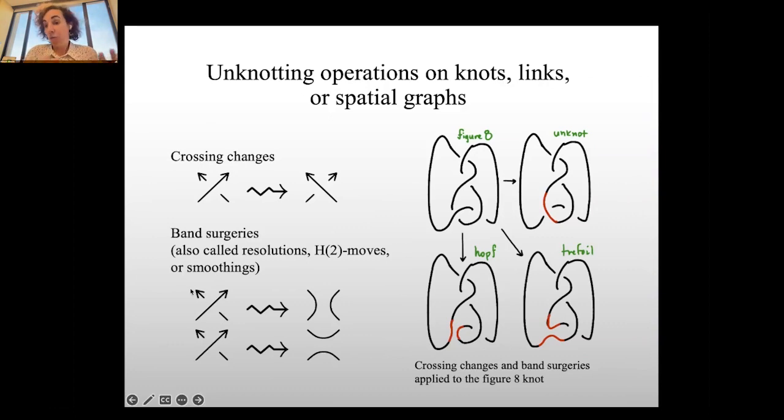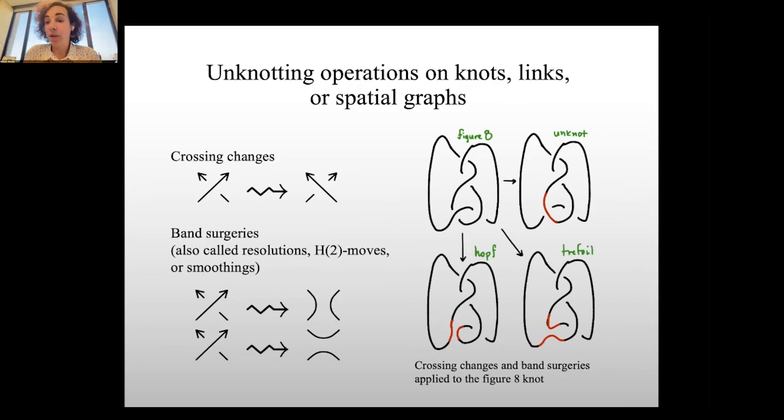The other two most basic operations are the smoothings that you see here. These go by a lot of different names. Sometimes they're called band surgeries, resolutions, H2 moves, or smoothings of a crossing. And there's two ways to smooth a crossing. You can smooth it horizontally and you can smooth it vertically.